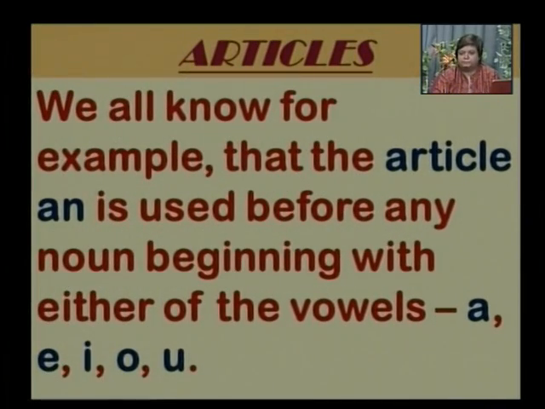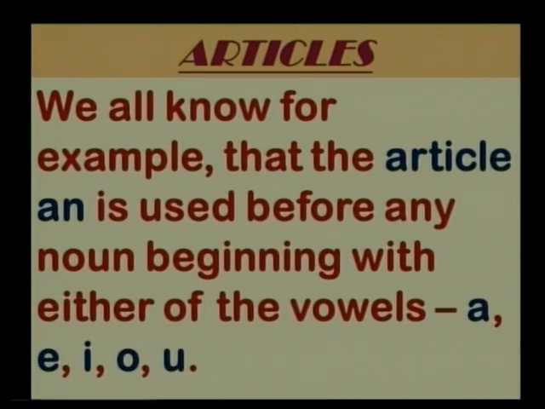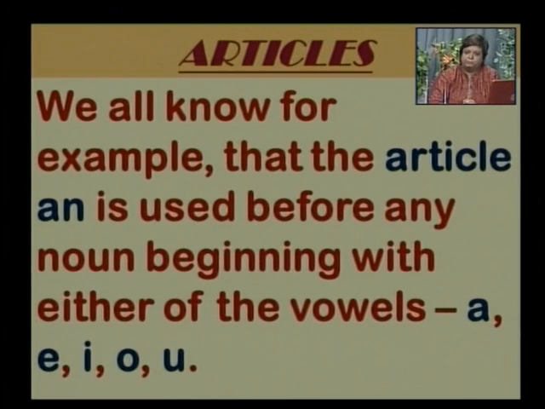What does it say? We all know, for example, that the article an is used before any noun beginning with either of the vowels a, e, i, o, u. ફરીથી વાંચો મિત્રો તમારા સ્ક્રીન ઉપર. Article an is used before any noun beginning with either of the 5 vowels a, e, i, o, u.